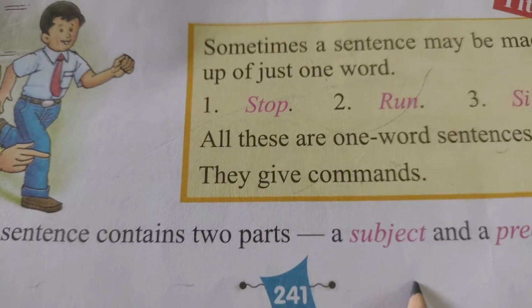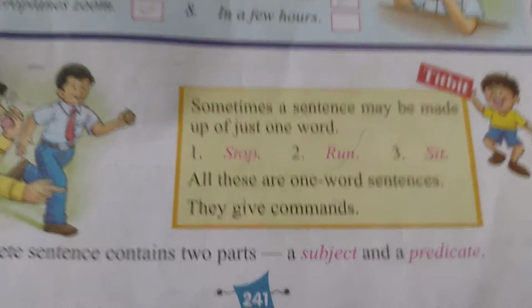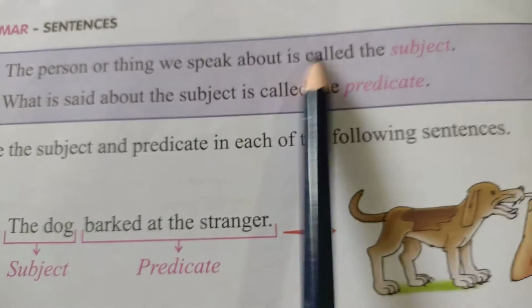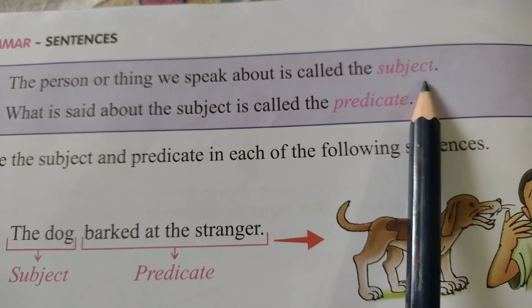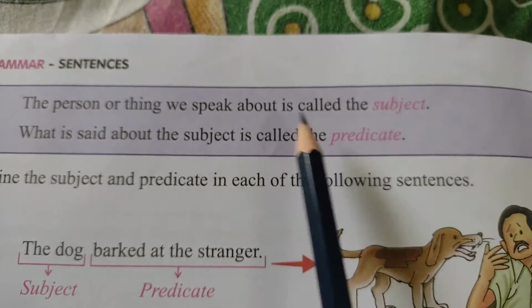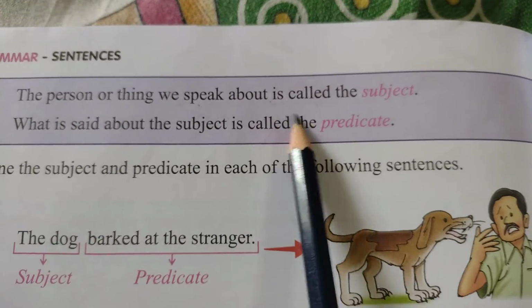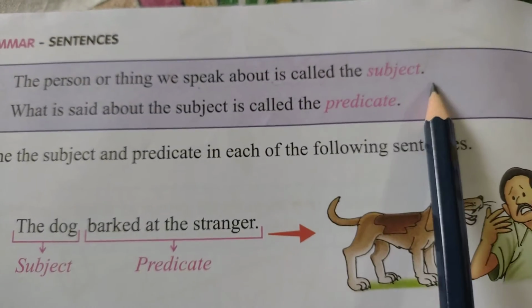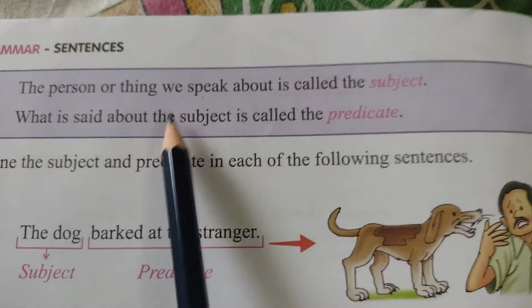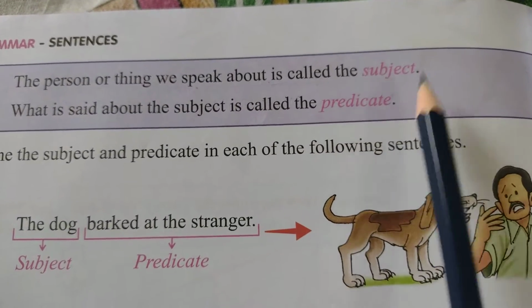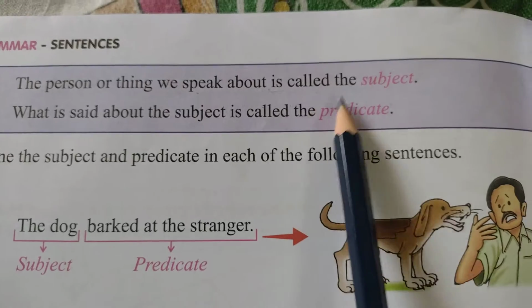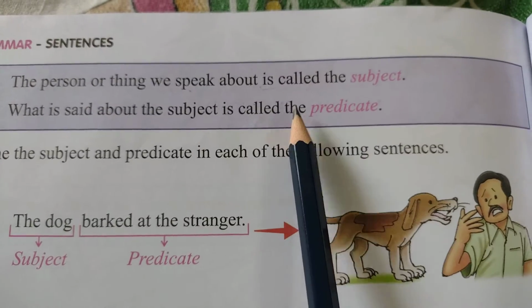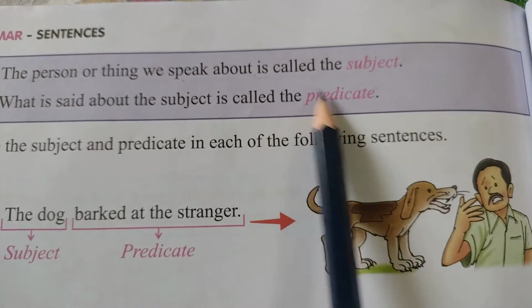Okay, children. Now see, every complete sentence contains two parts, that is a subject and a predicate. You know which is a subject and which is a predicate. Now let me explain. See here, the person or a thing we speak about is called the subject. That means about whom we are speaking. Person, place, animal, whatever it is, that becomes the subject. Next, what is said about the subject is called the predicate. That means any person, place, animal, about that what we are speaking becomes the predicate.